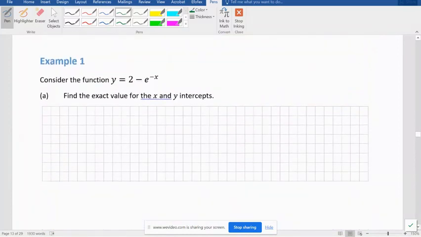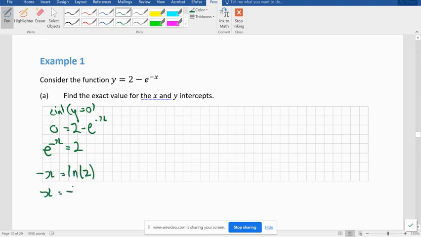All right, so we've got a function and it says find the x and y intercepts, okay? So for the x-intercept, y is 0, okay? So if I let y equal 0, I'll get 0 equals 2 minus e to the minus x. Maybe put the e to the minus x on the other side. And then you can rewrite it as a logarithm. So you can just say that minus x equals ln 2, x equals minus ln 2, okay?